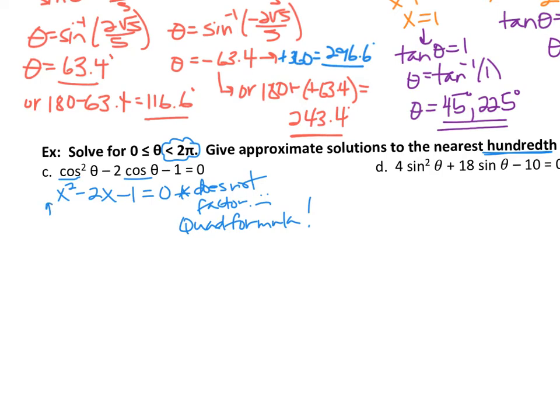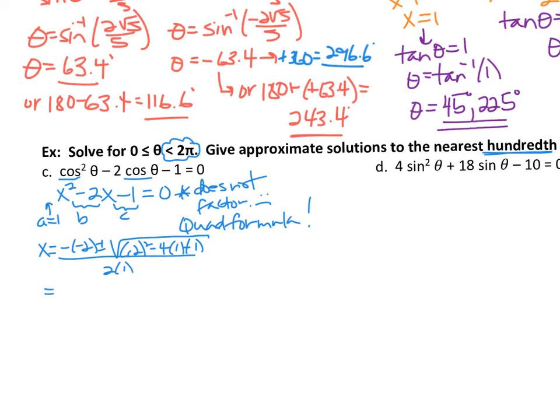A is the number in front of x squared, which would just be 1. B is the number in front of plain x. That's a b. Oh golly, that should be a b. There we go. And then c is the constant. Quadratic formula: x equals negative b plus or minus the square root of b squared minus 4ac, all over 2a.